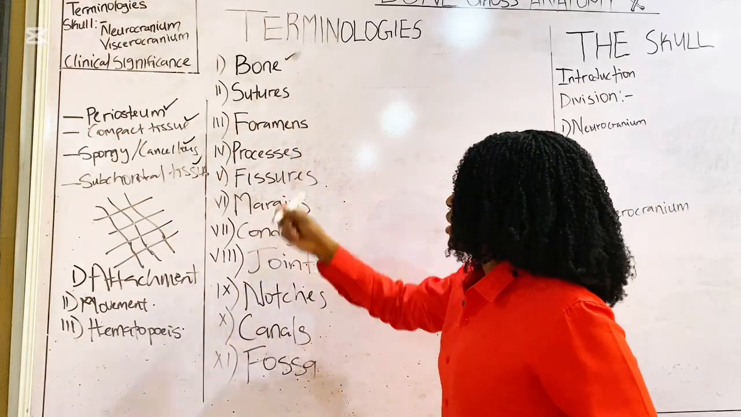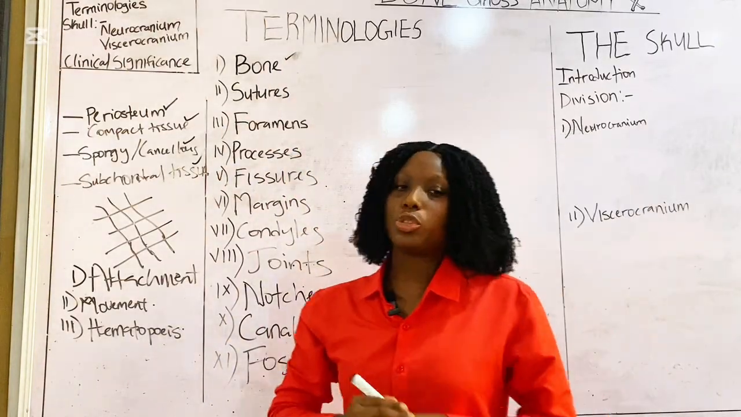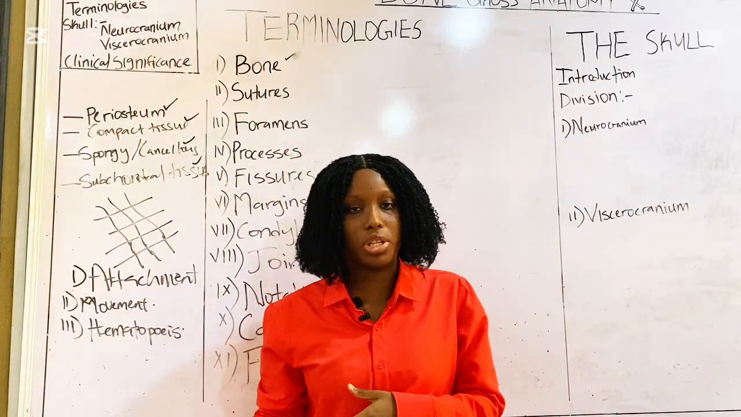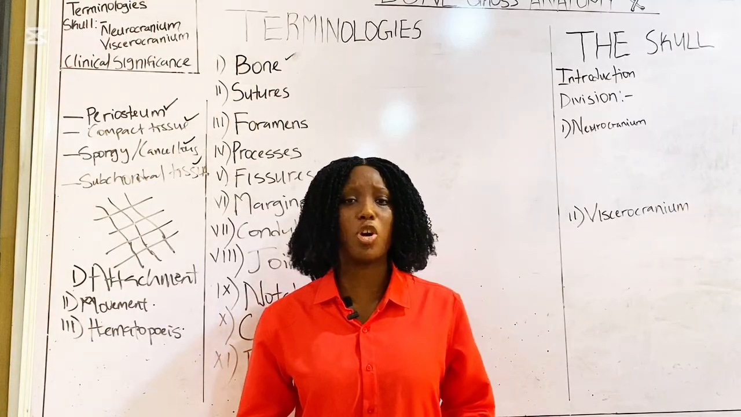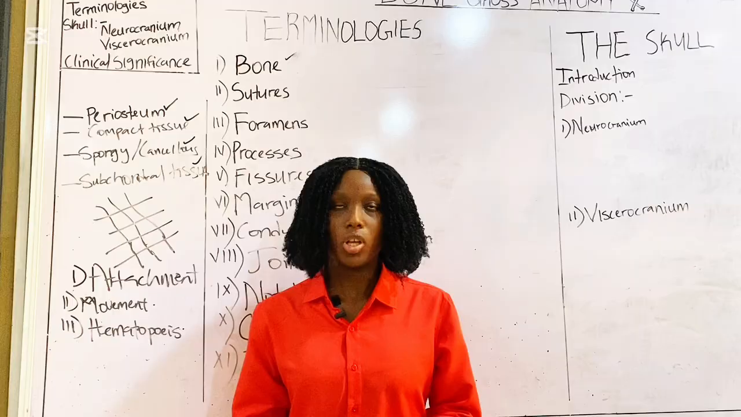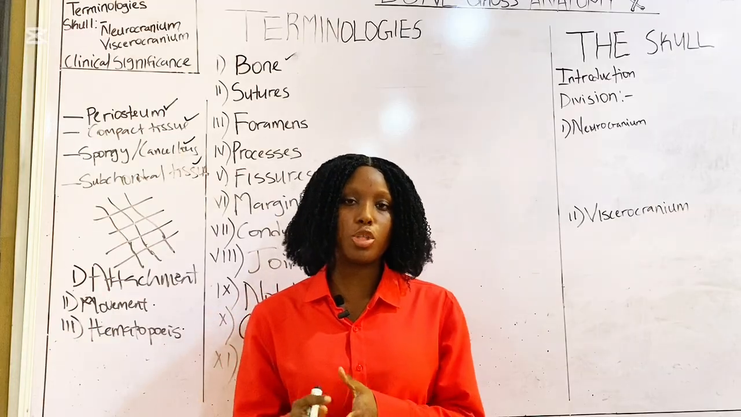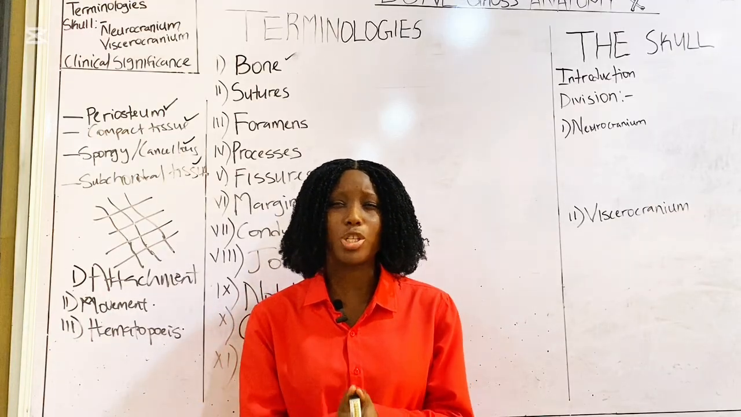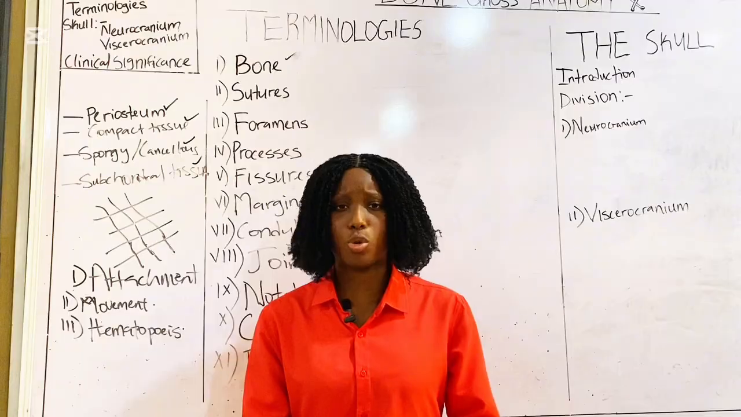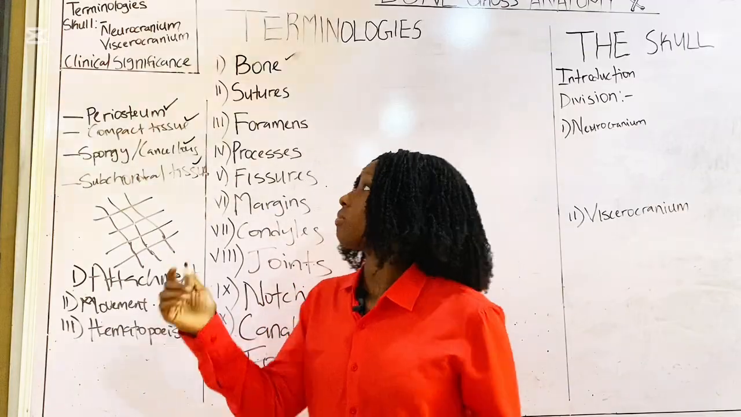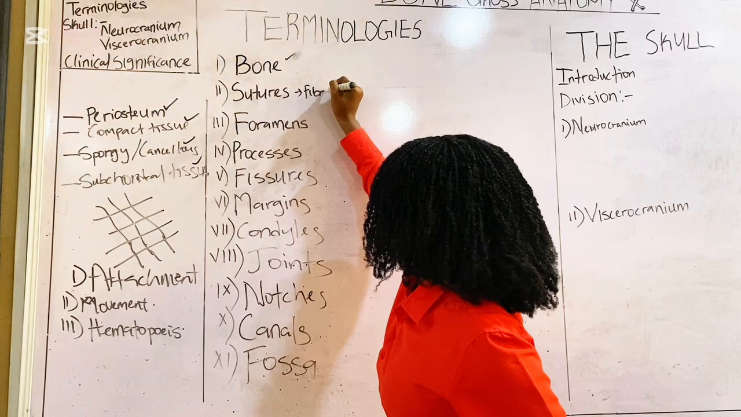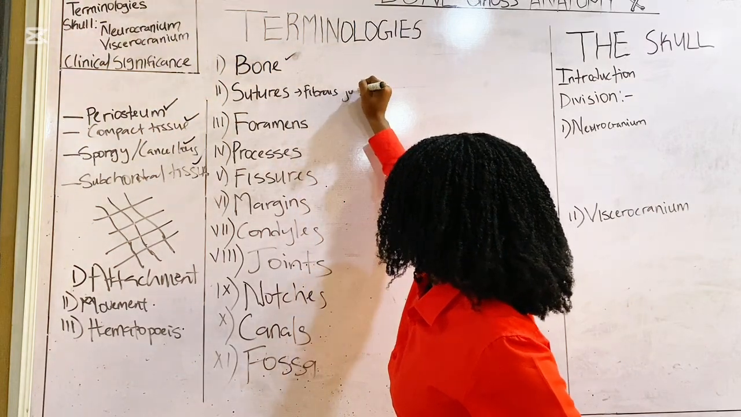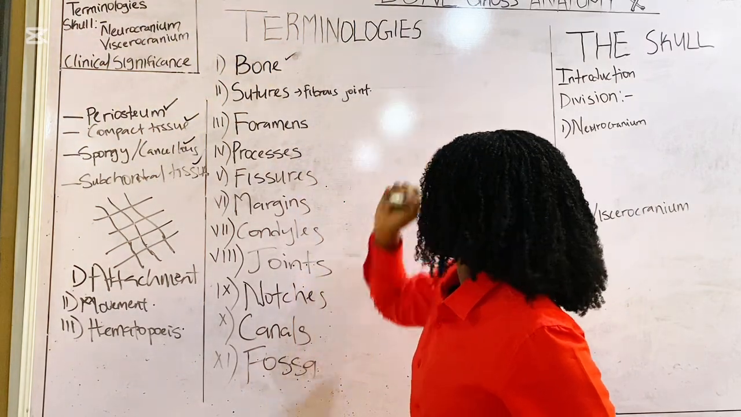So the second on our list is sutures. A suture is a type of joint. It's a fibrous type of joint, meaning that it is made up of fibrous connective tissue. The suture type of joint is majorly and only found in the skull. So it is a fibrous type of joint, meaning that it's made up of fibrous connective tissue.